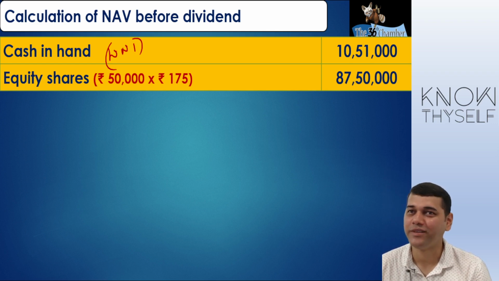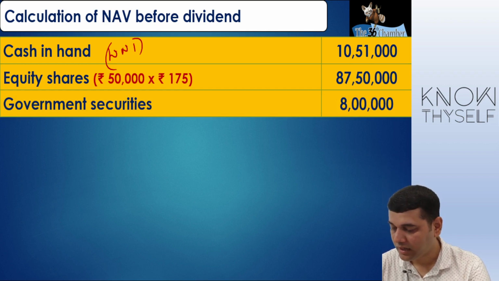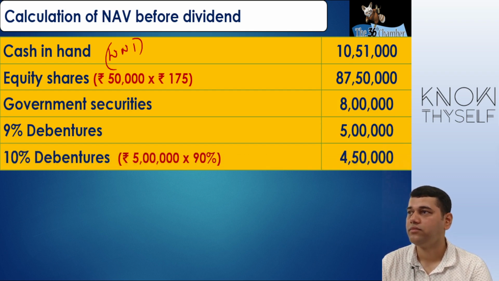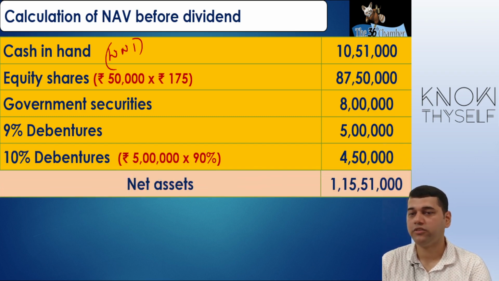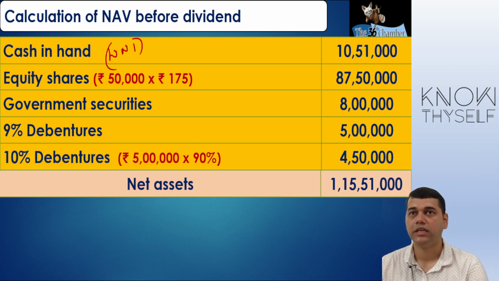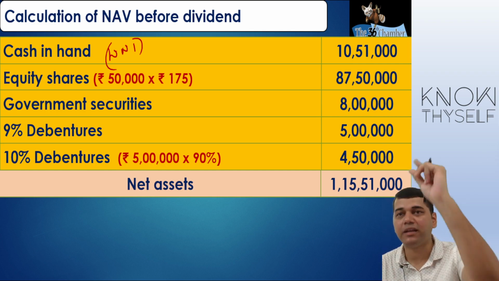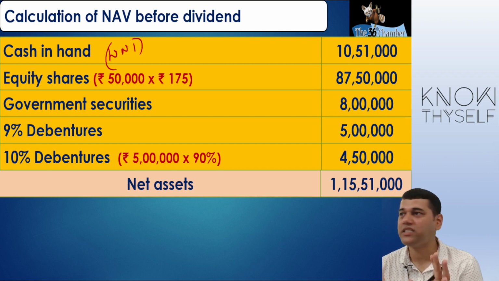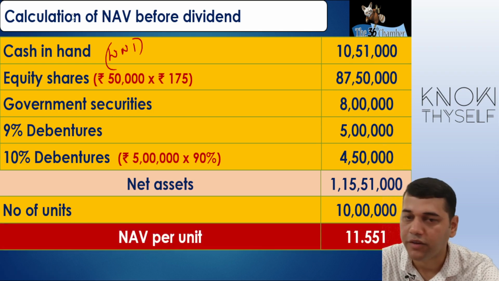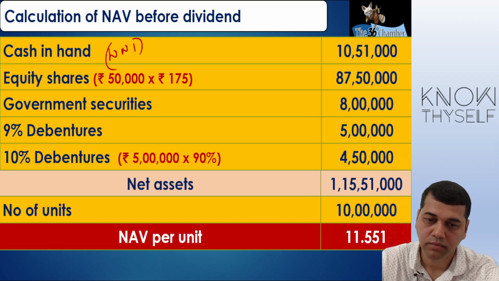They will trick you like this only. You see the next version of these questions. Government security at par only. Unlisted security also at par only. Now, how much is my listed debentures? 90% of the value. They told me all the values properly. So this is all the assets I have got. And the expenses I incurred, I paid. Otherwise I would have deducted an accrued liability and my cash balance would have been more. It's all balance sheet. I have got 10 lakh units, because there is no additional investment. Nobody redeemed also. So I have got NAV 11.551. Clear?